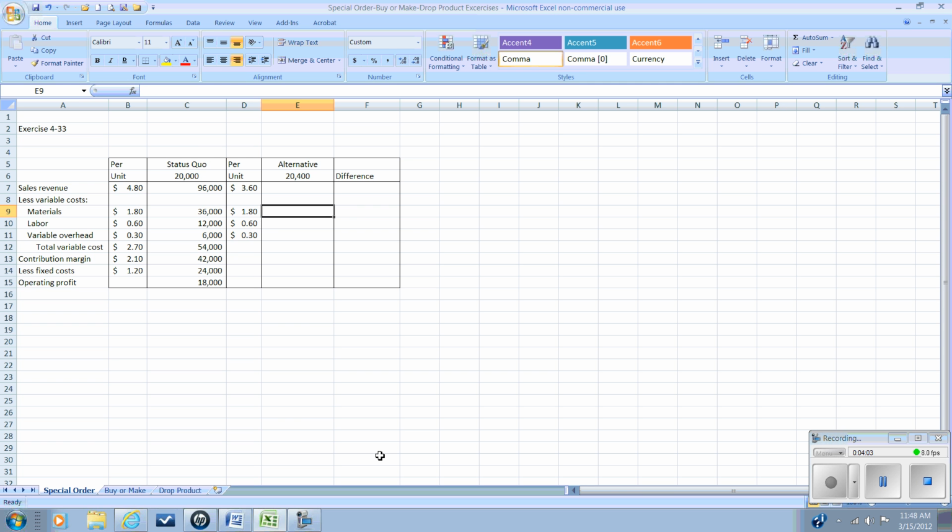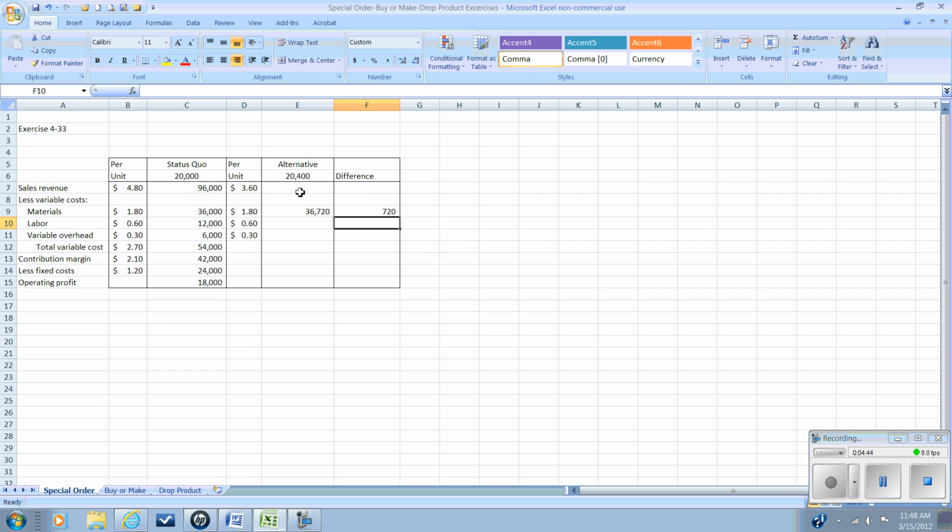Now, you may say, well, this doesn't change between decisions, so is it relevant? Well, remember, we're dealing with the total cost, not the unit cost. So let's see if they change. We're going to produce an additional 400 gallons of ice cream, so our production will be set at 20,400. Multiply that by $1.80, and yes, indeed, we do have a change. Our alternative minus our status quo is an increase of $720. So these variable costs will be relevant.